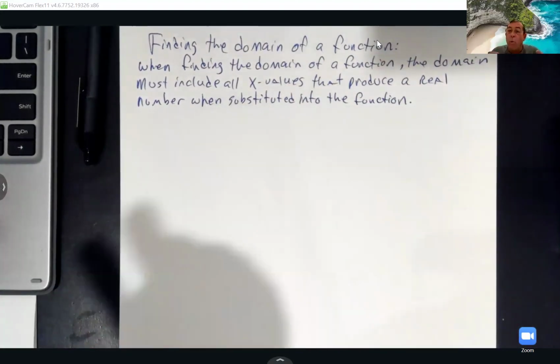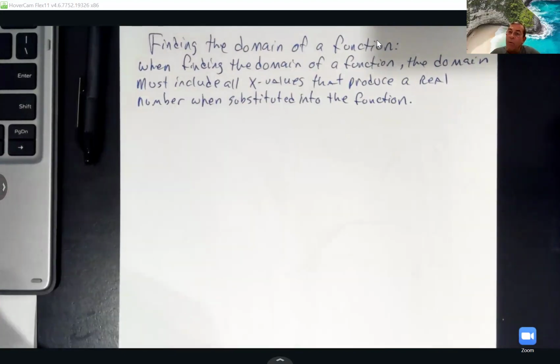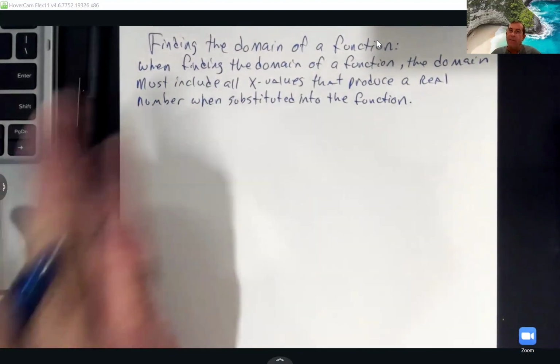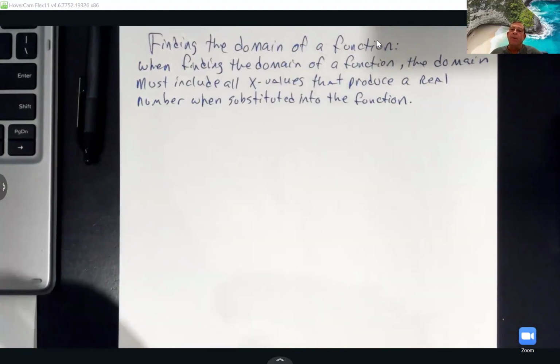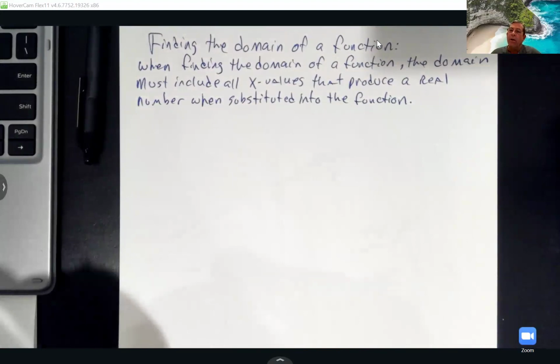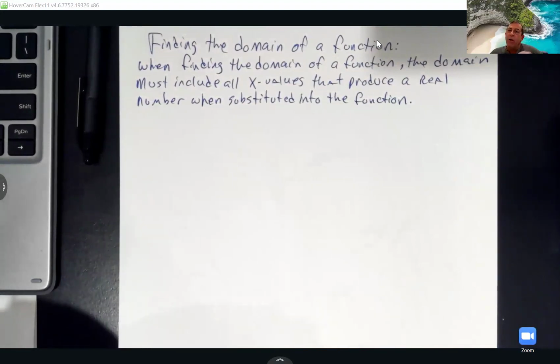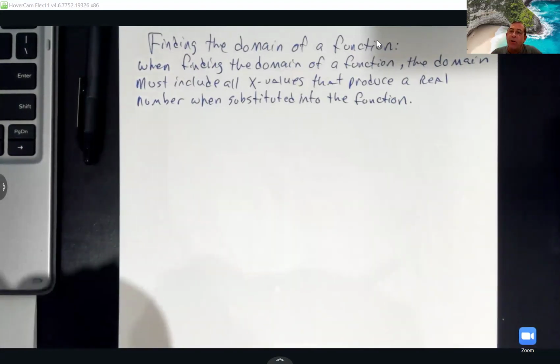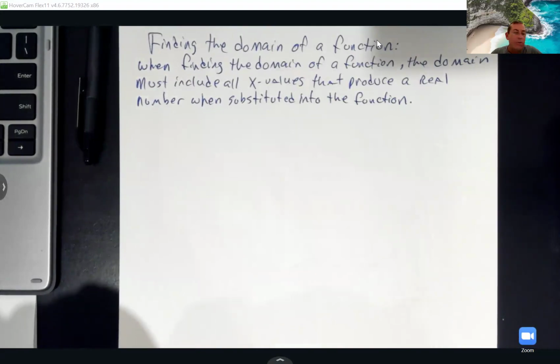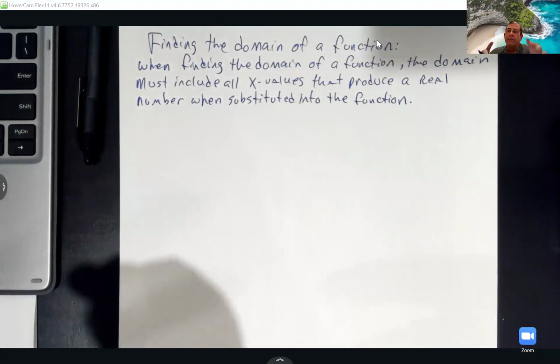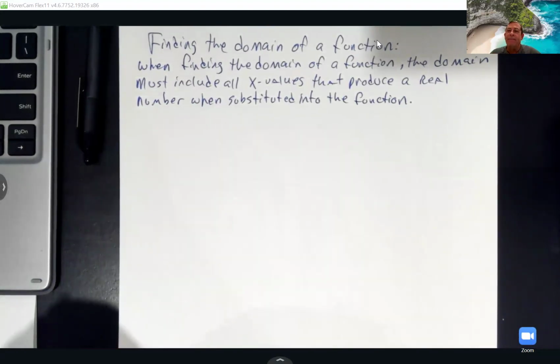Now, there's only two things we're worried about at this point. One of them we won't see till later on in life. But there's two types of numbers we're looking for. Things that give us what we call undefined numbers and things that give us imaginary numbers. Now, we won't mess with imaginary numbers right now. What we're worried about in this section is anything that would produce what we call undefined numbers, okay?